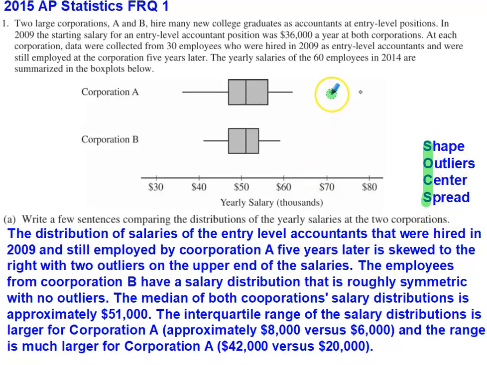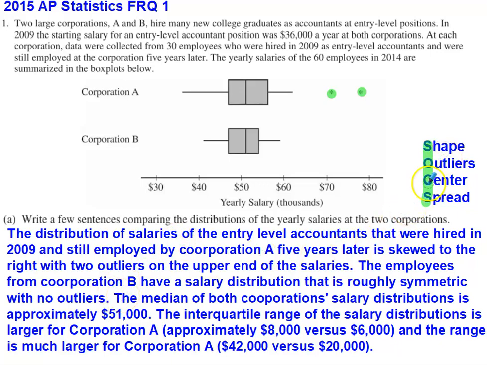There are definitely 2 outliers for Corporation A, indicated by those stars. They don't necessarily attach to that upper part of the box plot. They're deliberately cut off from it. So that's how you indicate an outlier in a box plot. Corporation B doesn't have that. So Corporation B doesn't have outliers. So I took care of shape and outliers with those first couple sentences.